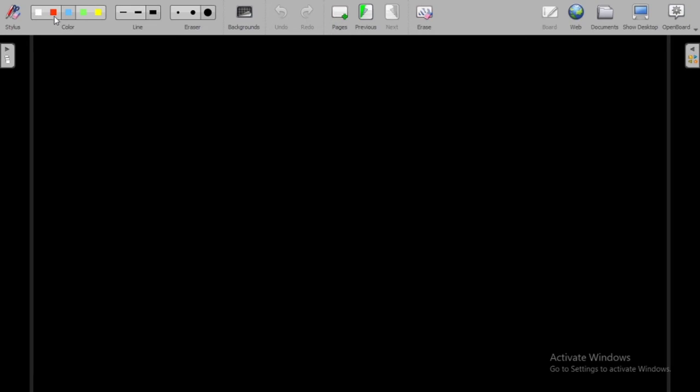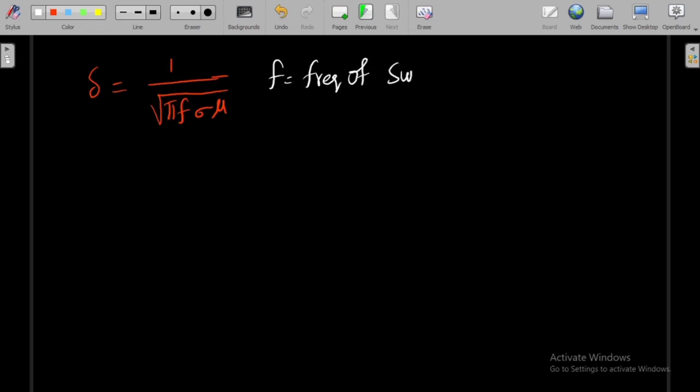Now, skin effect basically depends upon skin depth. See, this is the empirical relation of skin depth, the mathematical expression, where f is the frequency of supply, sigma is the conductivity, we know this already, and mu is the permeability.